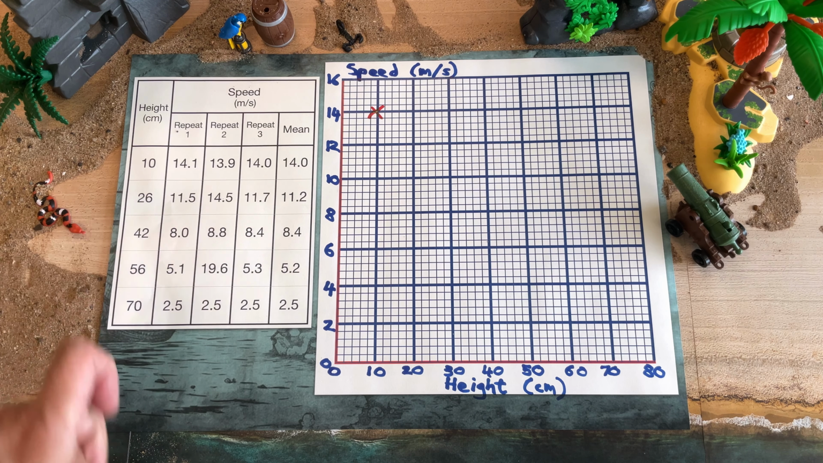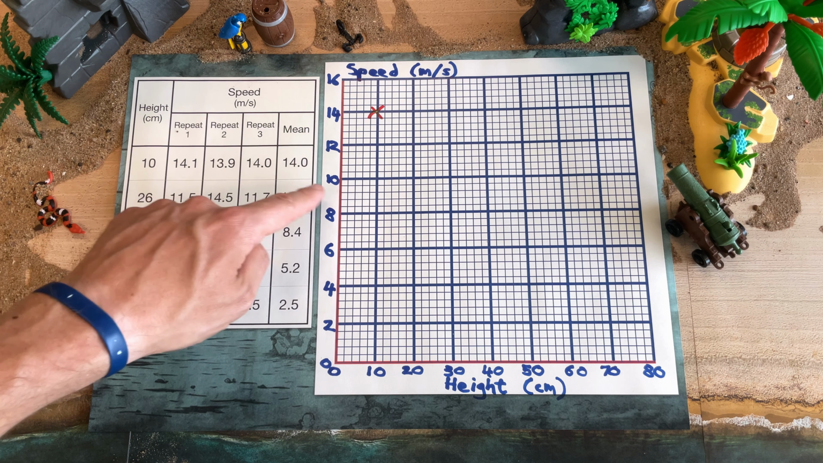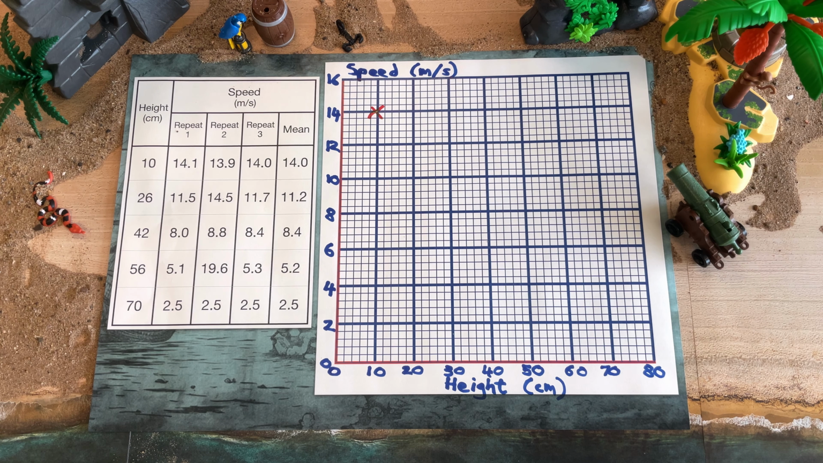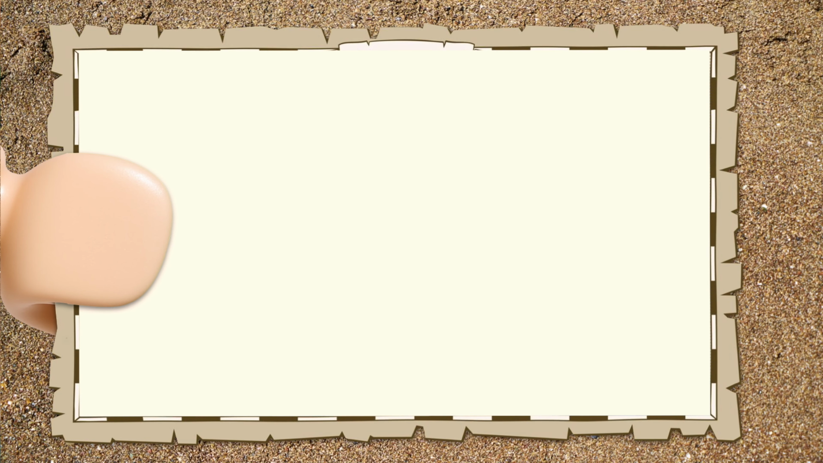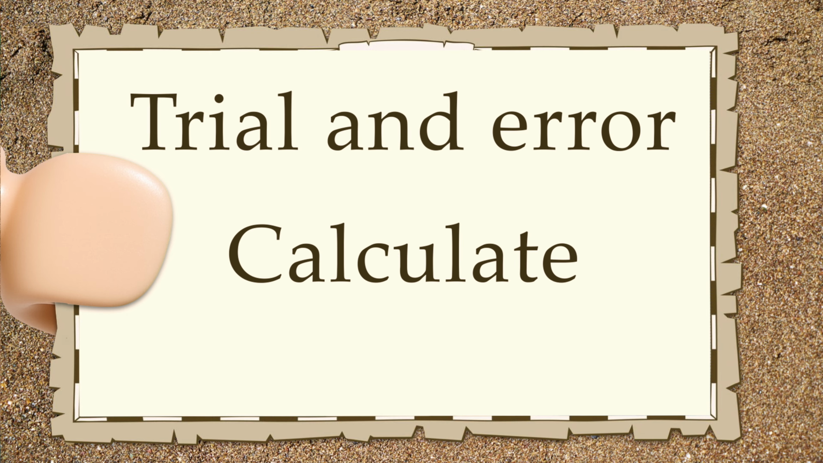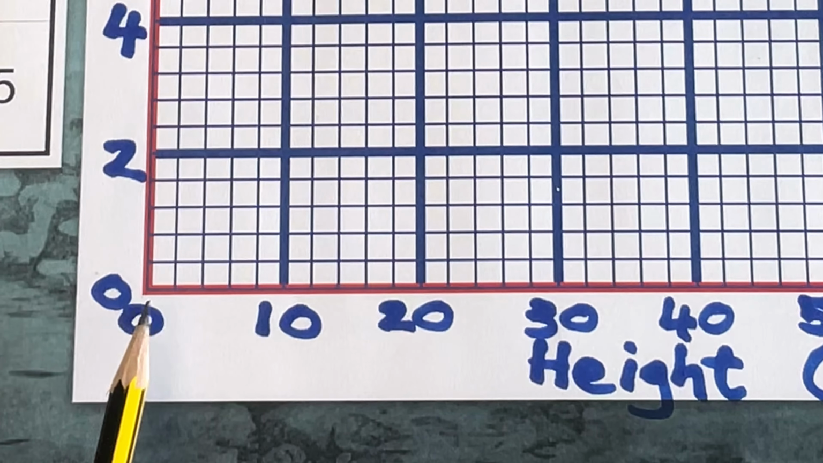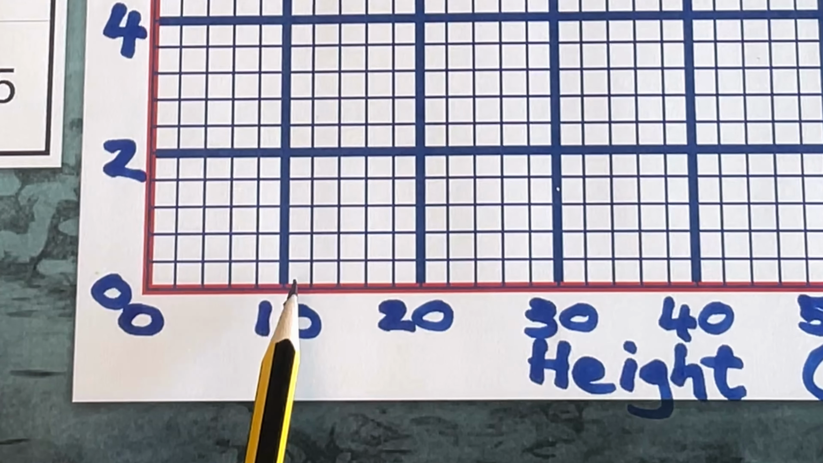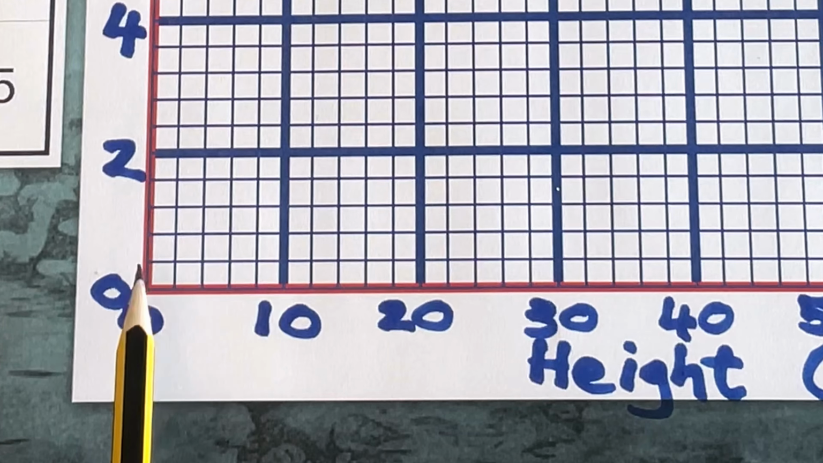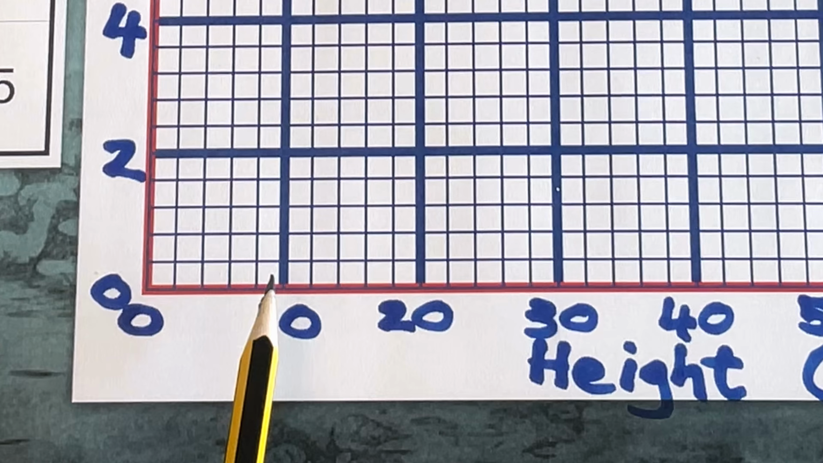This second pair of numbers is tricky because the numbers we need aren't written on the scales. This is where we're going to need those little lines in between the numbers. And there's 2 ways to work out what each little line is worth. You can use trial and error or you can calculate. Let's use trial and error for the height axis. Pick a start point. 0 is usually the easiest. Then look at the next number. For us, that's 10. We've got to count from 0 and get to 10 by this point here.